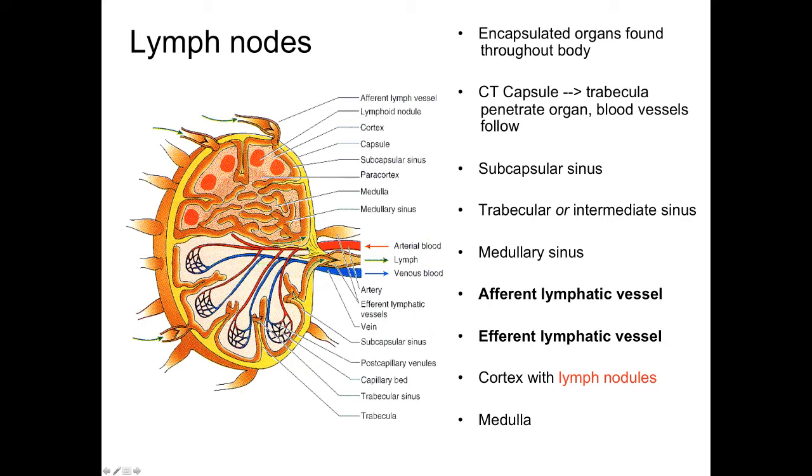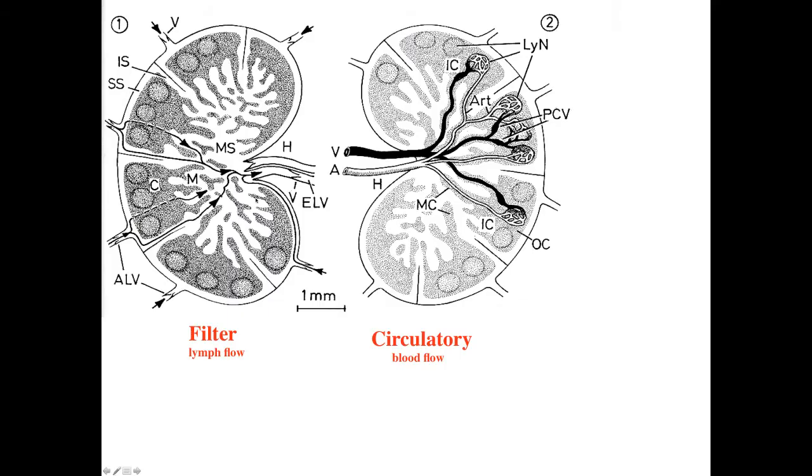You can look at lymph nodes and define a cortex and a medulla. The cortex is a region that has lymph nodules, and the medulla does not have the lymph nodules. If you look at a lymph node this way, the diagram on the left looks at the filtering function of lymph nodes with relation to lymph flow, and the diagram on the right looks at the blood circulatory function of lymph nodes with respect to blood flow.